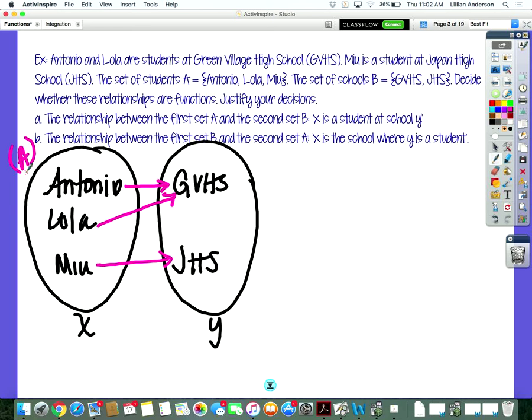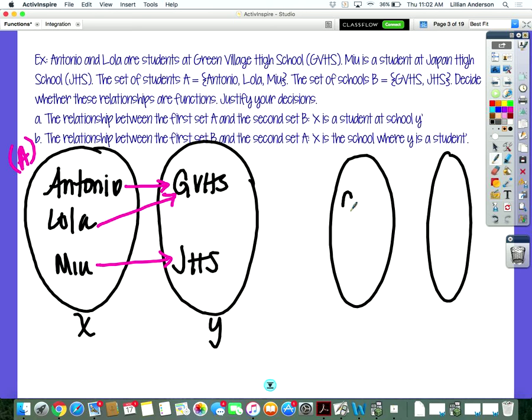Now, B is the relationship between sets. The first set, which is going to be B in this case, and the second set, which is going to be A. So X this time, the input is the school, and Y is the student. Is that a function? No, it isn't. If you want, you can actually draw another mapping diagram. You have the schools this time as your input, and you have the students as the output.